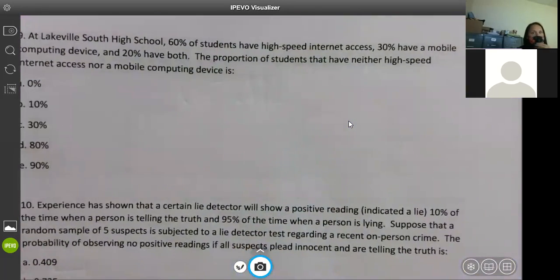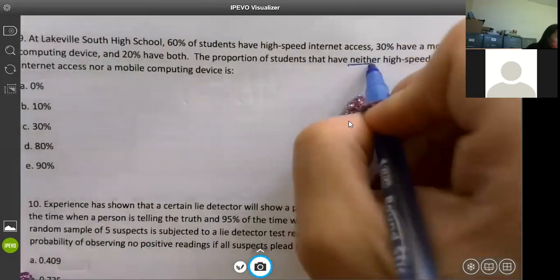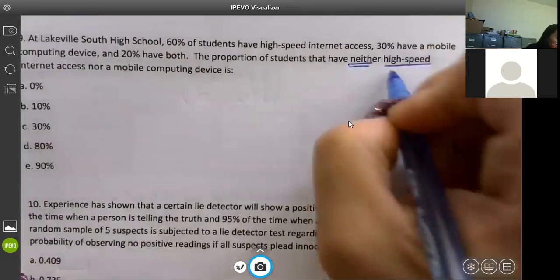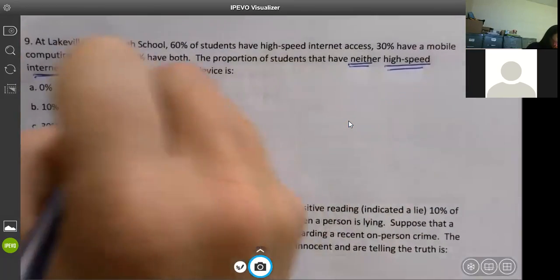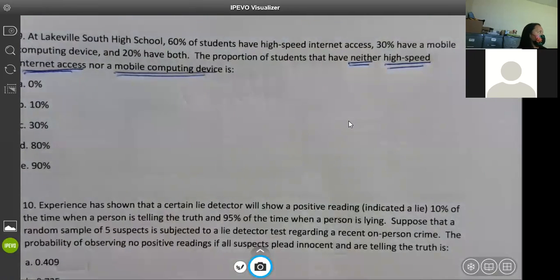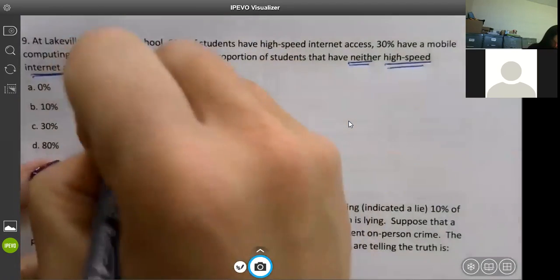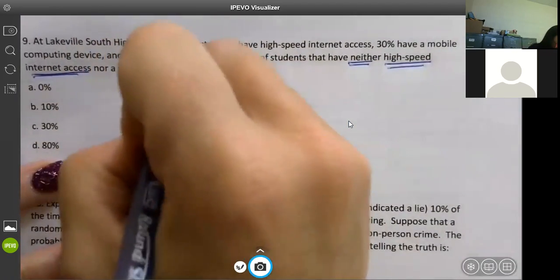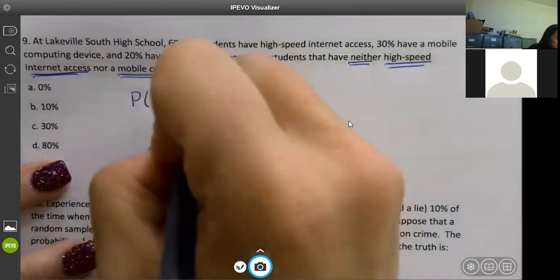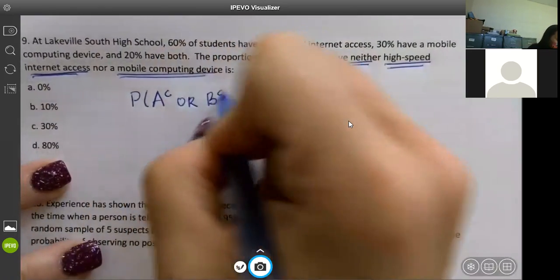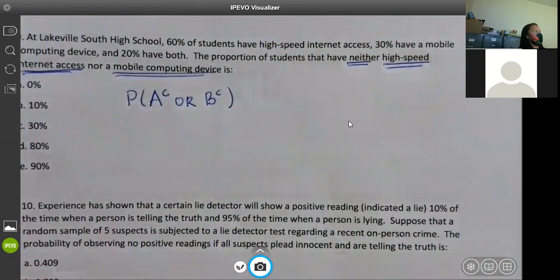At Lakeville South High School, 60% of students have high-speed internet access, 30% have a mobile computing device, and 20% have both. The proportion of students that have neither high-speed internet access nor a mobile computing device is... So neither is the same thing as or. So they don't have either. So we're looking for the probability that they don't have high-speed internet access or a mobile computing device. They do not have them.